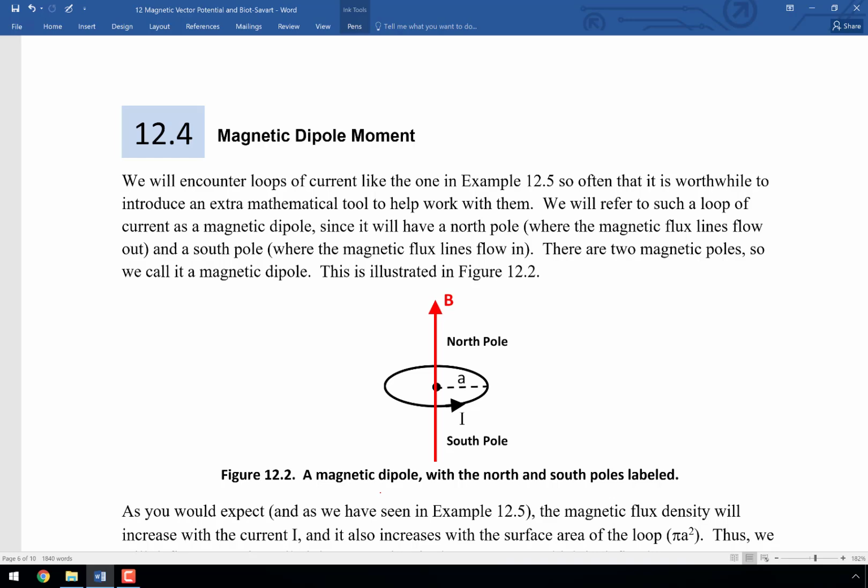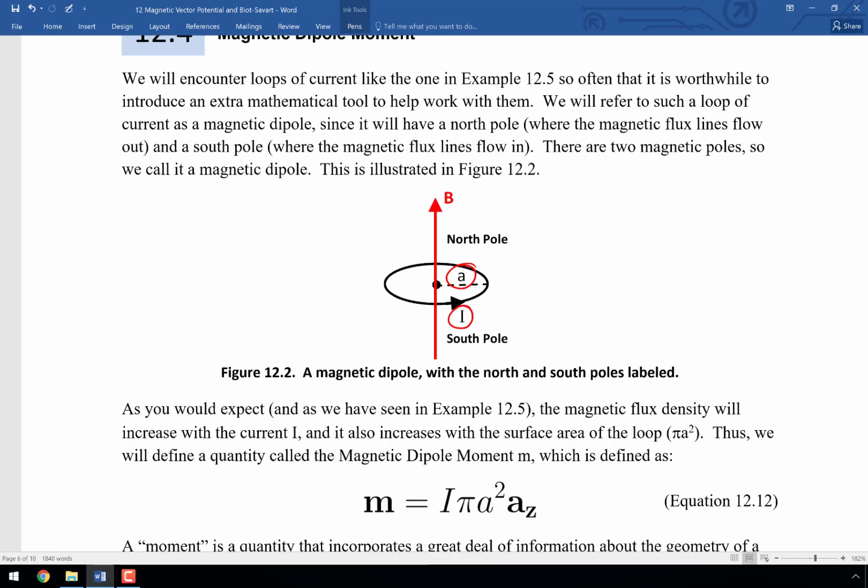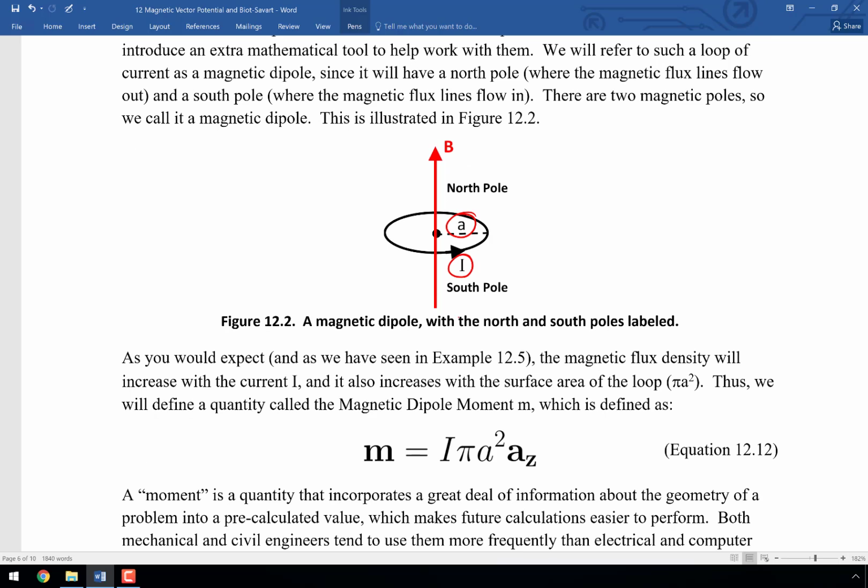But here's one place where we do, and that is that we're going to do some pre-calculations on a loop of current. And so you can see here I have a loop of current which has an amount of current I flowing through it, and it has a radius of A. I'm going to take the surface area of this loop, and I'm going to multiply it by the amount of current that's flowing around that loop. So this is pi a squared, that's the surface area of the loop, multiply it by I. This a sub z, it's z in this case.